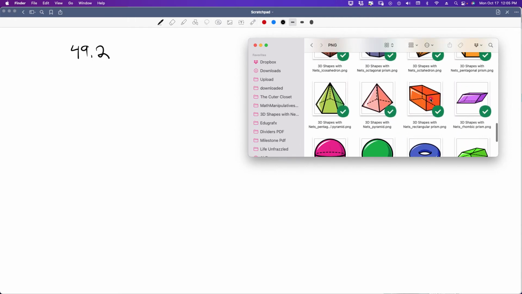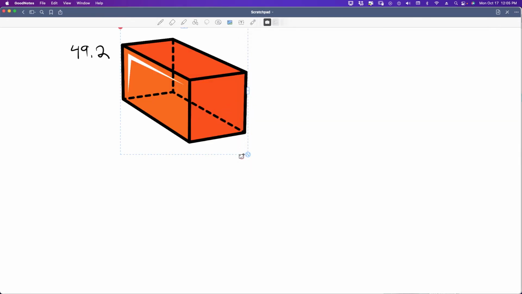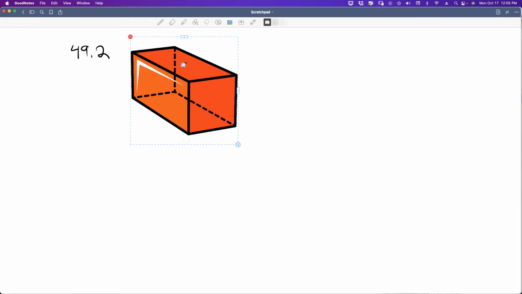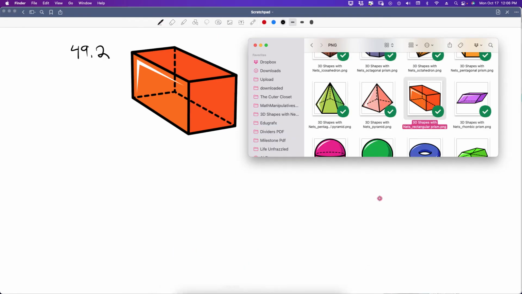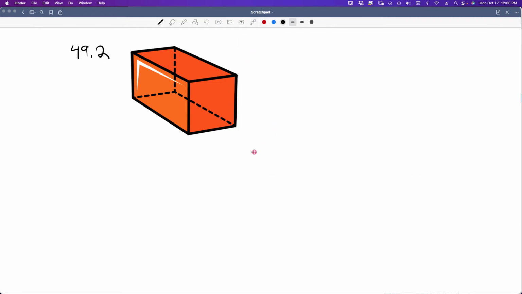All right, so here is a rectangle. You can see now where I get all my shapes from, right? And I am going to pull the net for this already drawn. Actually, no, I'm not. I'm going to show you how to draw it. We're going to do this one again.